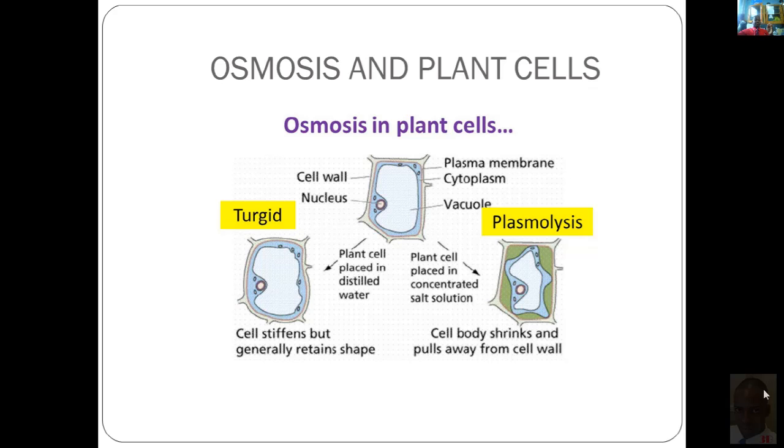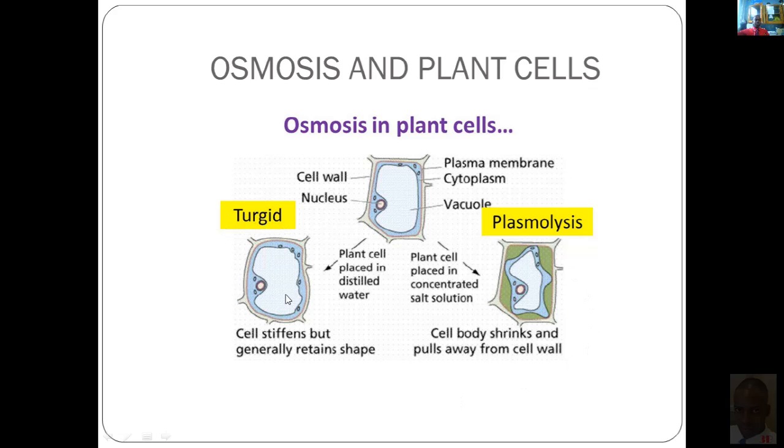That decrease is not going to just happen like flicking a switch on and off. It's going to be a process. So it's going to become flaccid, then plasmolyze. Plasmolyze is the extreme case, when actually the cell body shrinks and the cell membrane is pulled away or collapses away from the cell wall.